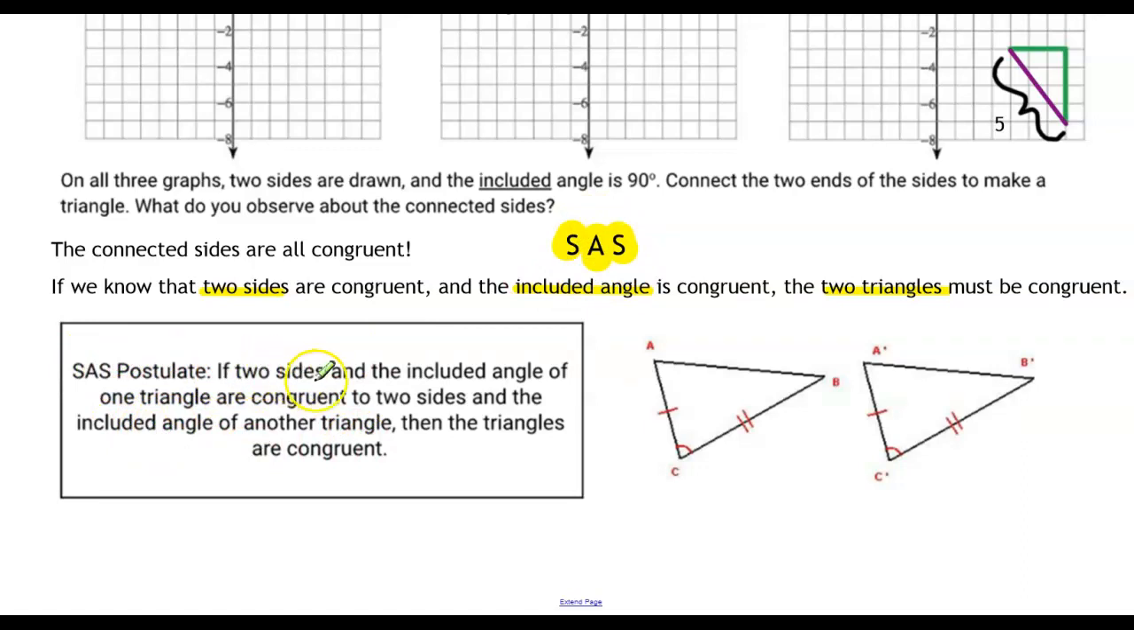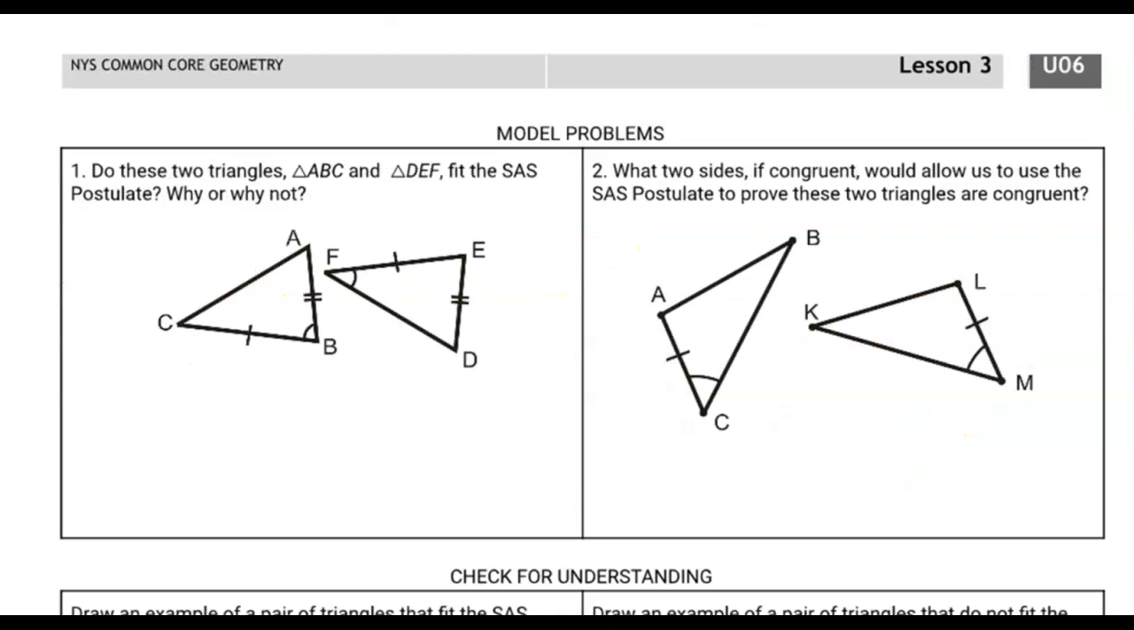The definition says if two sides and the included angle of one triangle are congruent to two sides and the included angle of another triangle, then these two triangles must be congruent. Again, SAS postulate is another shortcut to prove that two triangles are congruent. Let's take a look at the next page for the model problems.